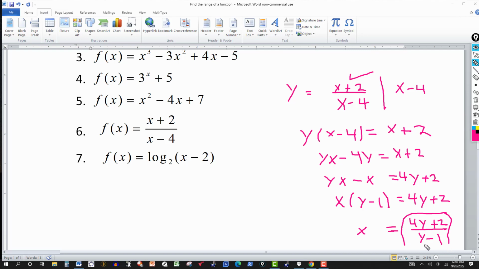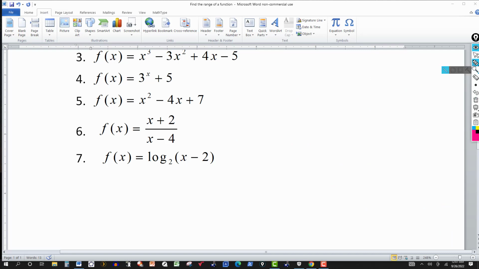But notice here we have y minus 1 in the denominator, and when y is 1, this is 0. You cannot divide by 0. So for this one, we would say the range is equal to the set of all y such that y does not equal 1.